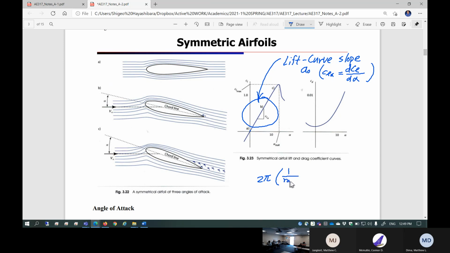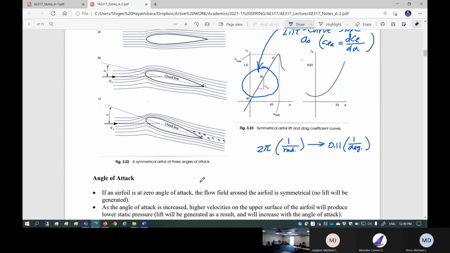Per radian. Inverse of radian. Do you remember that? If you convert it to per degree, what? 0.11 per degree. Do you remember this? Of course, you know. Lift curve slope is fairly independent of any cross-section shape. So just about any airfoil, you remember, it's about 2 pi. If it's a very thin, symmetric cross-section, it is 2 pi, period. If you're talking about a cambered, fairly thick cross-section, it's slightly less than 2 pi per radian, but it's fairly close to it anyway. Okay, so remember that.